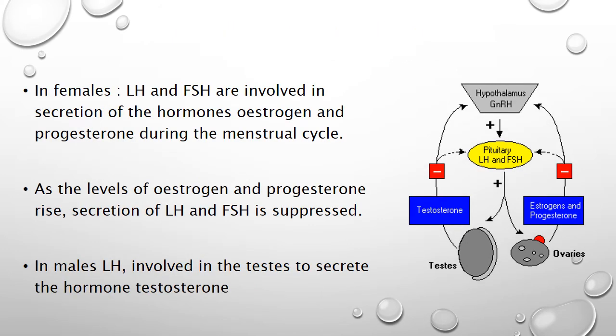In females, luteinizing hormone and follicle stimulating hormone are involved in the secretion of the hormones estrogen and progesterone during the menstrual cycle. As the levels of estrogen and progesterone rise, the secretion of the LH and FSH is suppressed. In male, LH acts on the testes to secrete the hormone testosterone.